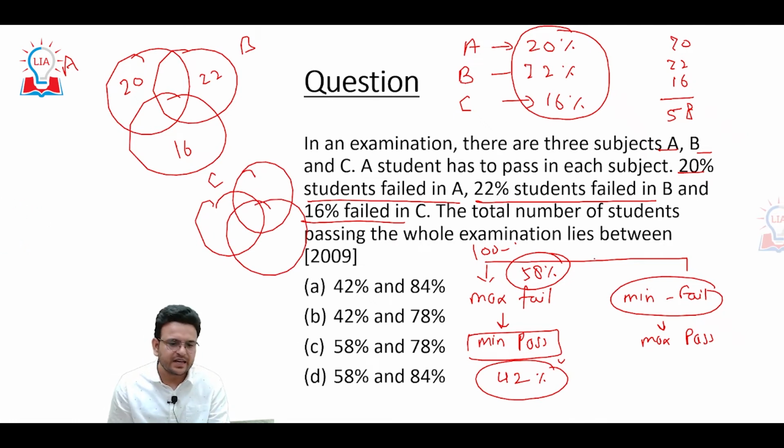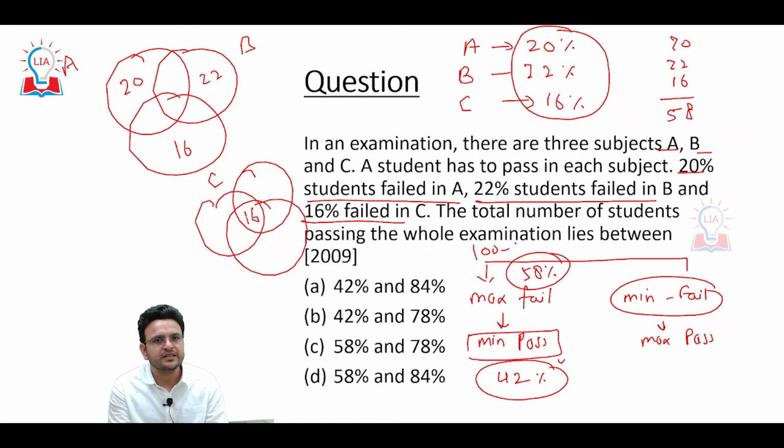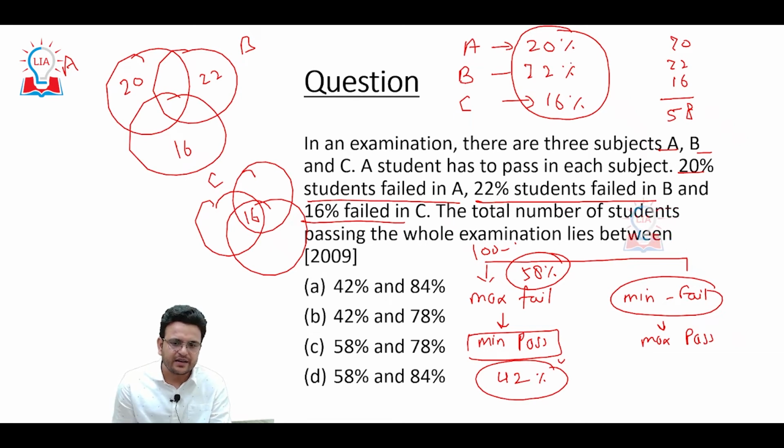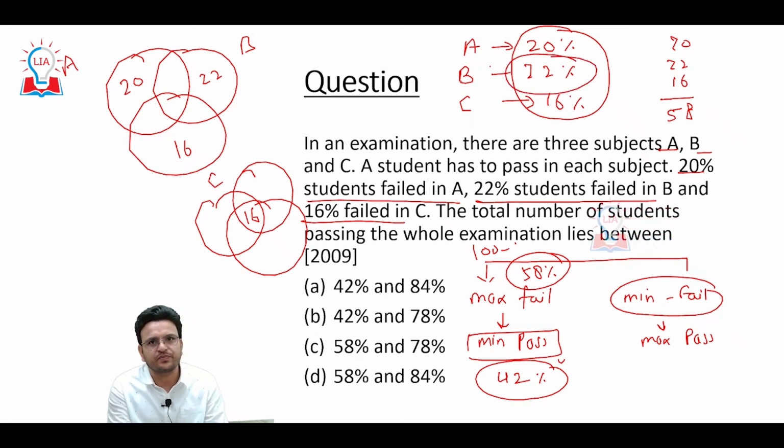So I can say that 16 have failed in all the subjects, and I can manage these 22 also. Getting my point? So I can say that here 4 students have failed in both the subjects. So I can say that a minimum of 22 students have failed. Whenever a minimum of 22 students have failed, it means the maximum number who can pass is 78.